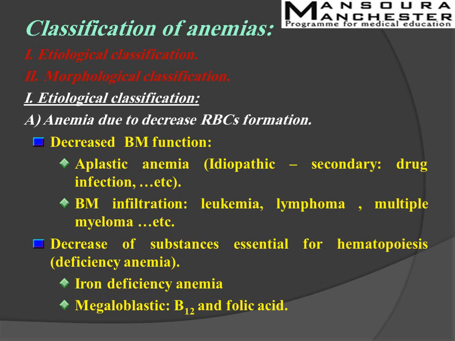For example, aplastic anemia. Aplastic anemia may be congenital or acquired, and the acquired may be idiopathic or secondary to disorders such as infection, drugs, and immunological disease. We have bone marrow infiltration by abnormal cells, for example, leukemia, lymphoma, multiple myeloma, carcinoma, and so on. Another cause of decreased red blood cell formation is a decrease in the substances essential for hematopoiesis. We call them deficiency anemia. For example, iron deficiency anemia, vitamin B12 deficiency, and folate deficiency anemia.